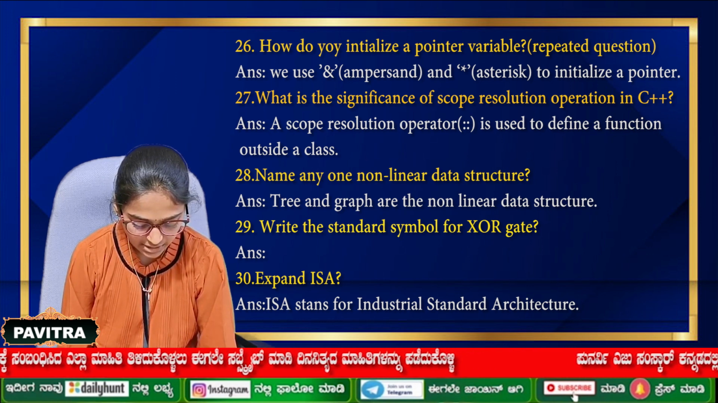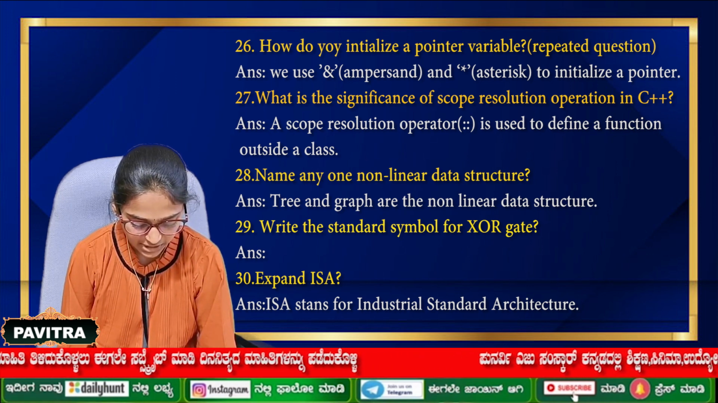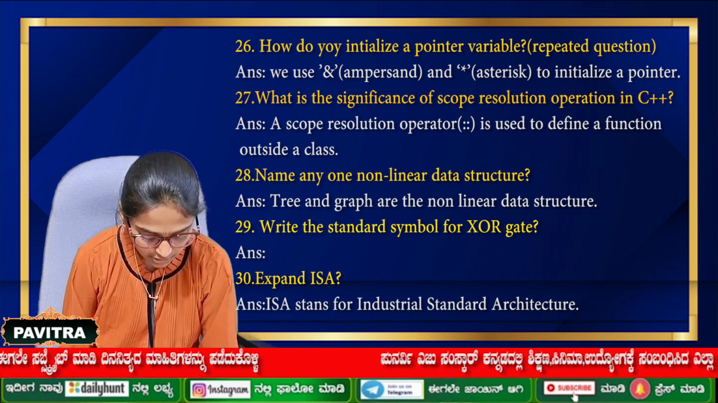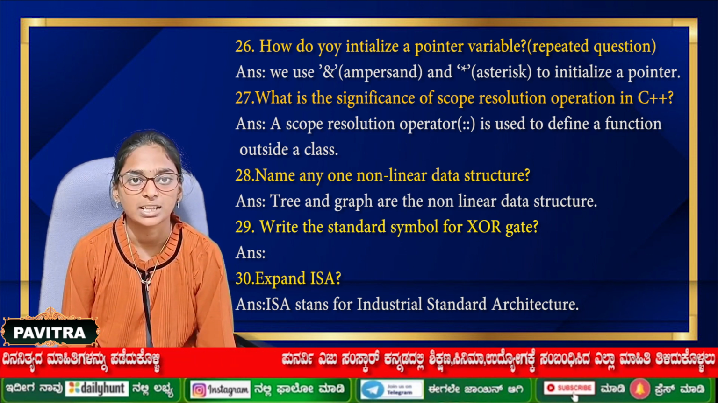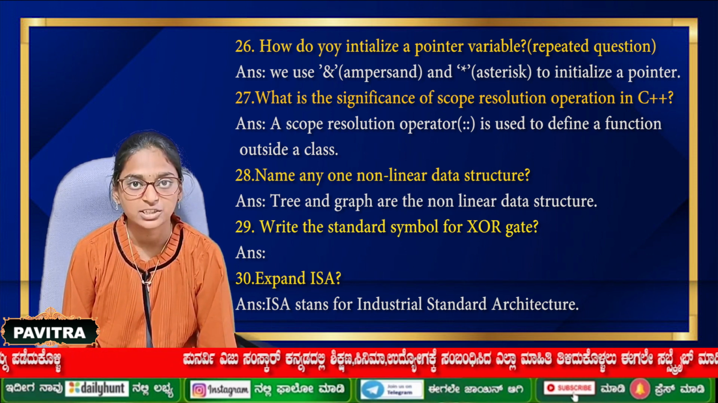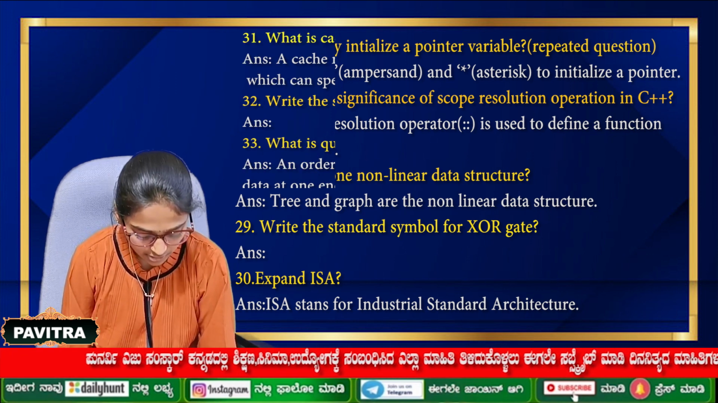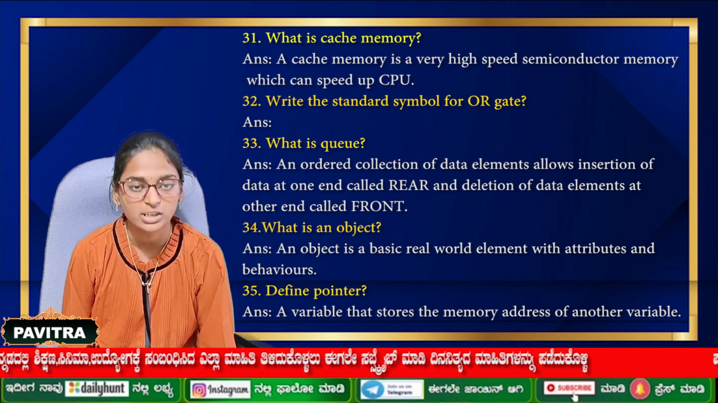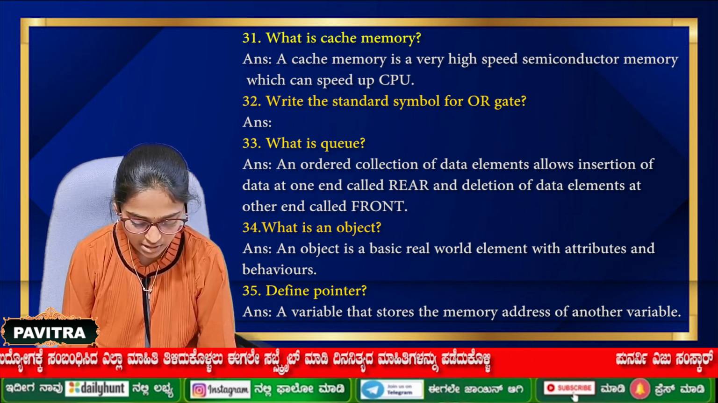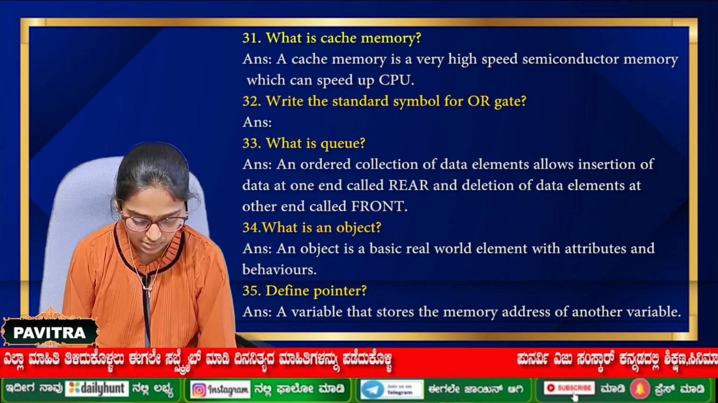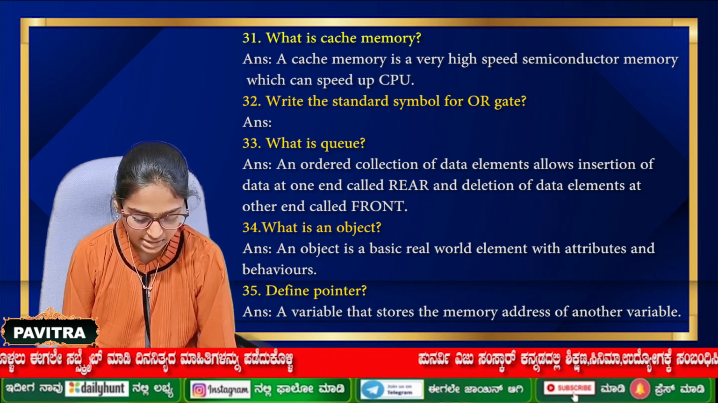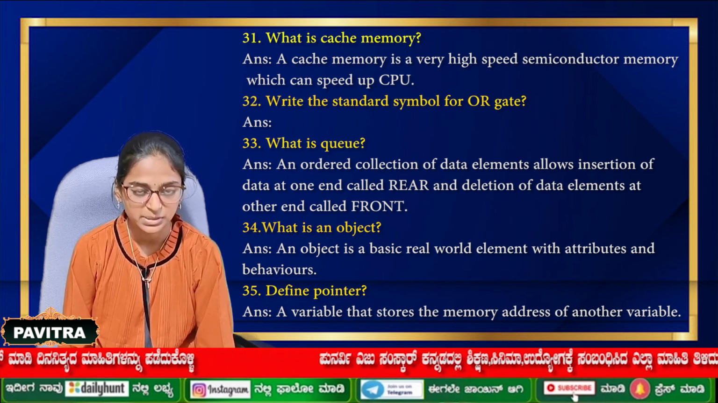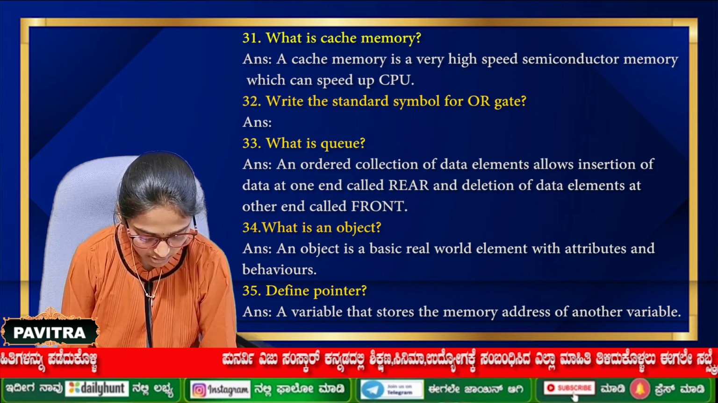29, write the standard symbol for XOR gate. Please refer to the textbook. 30, expand ISA. ISA stands for Industry Standard Architecture. 31, what is cache memory? A cache memory is a very high-speed semiconductor memory which can speed up the CPU. 32, write the standard symbol for OR gate. Please refer to the textbook.